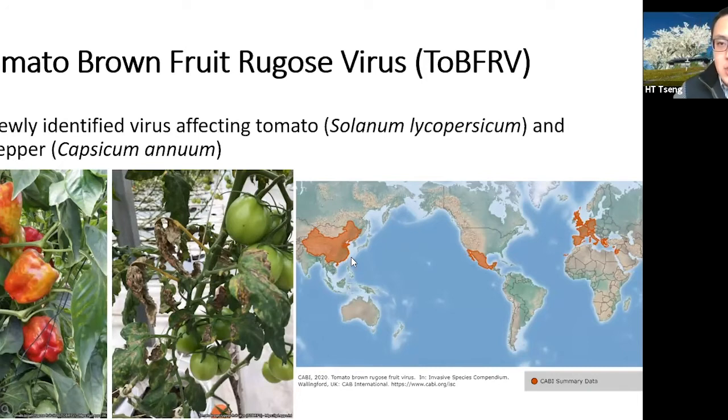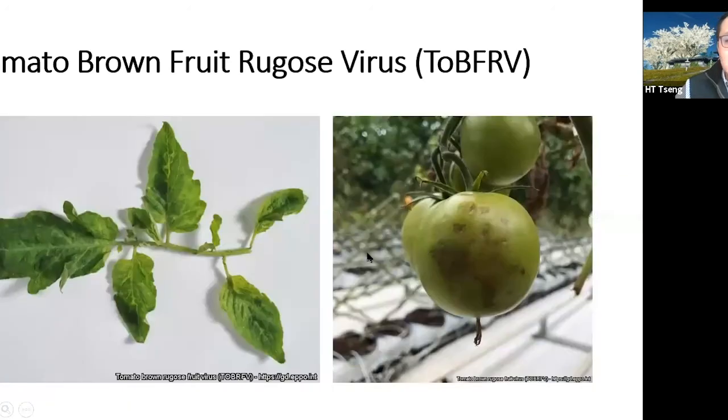So this map shows the current distribution of this virus. It's found in China, Mexico, and multiple countries in Europe. And again, this is what the symptom looks like on tomato leaves. You can see these necrotic yellowing or discoloring along the vein of the tomato leaves, and also the leaf becomes shriveled or curved. That is pretty typical of any viral infection on tomato plants. So you may see the leaves look weird, mosaic patterned, yellowing or curved.